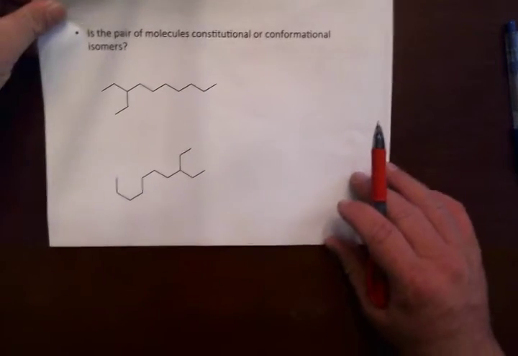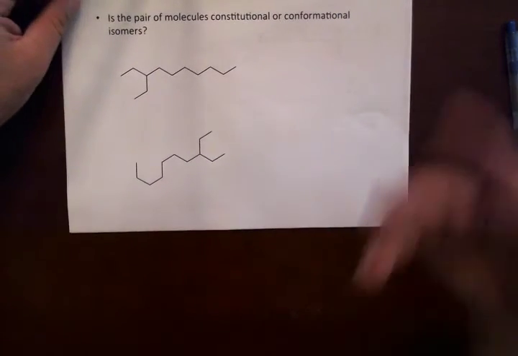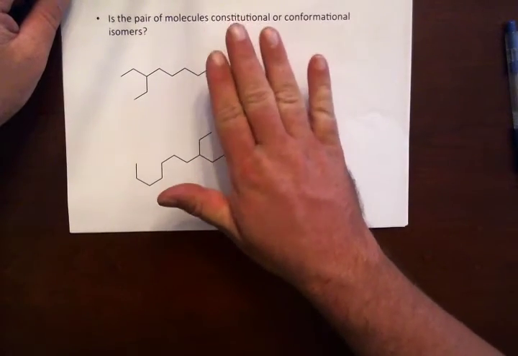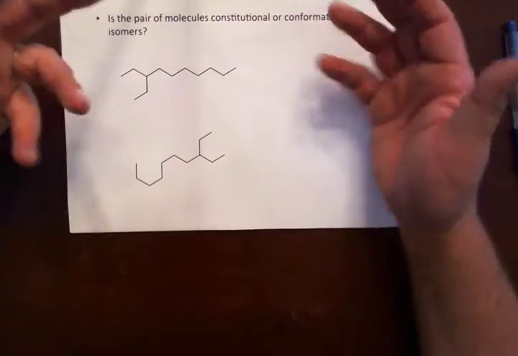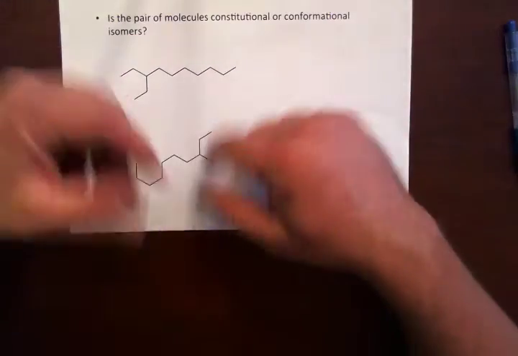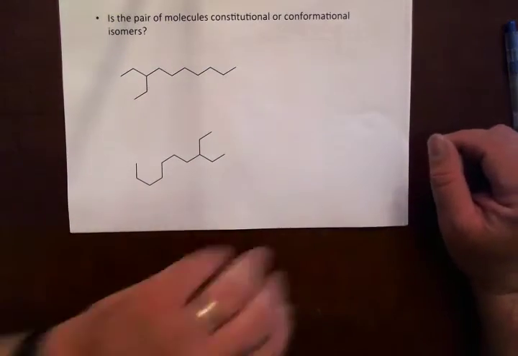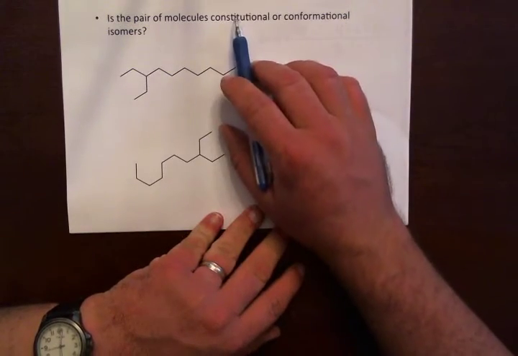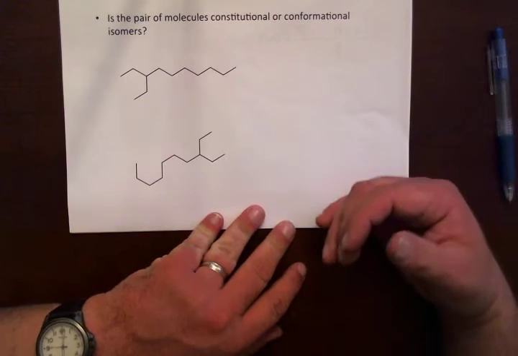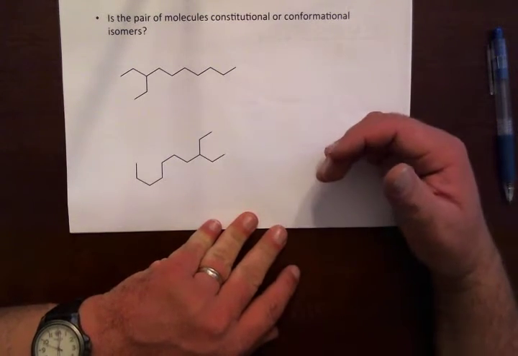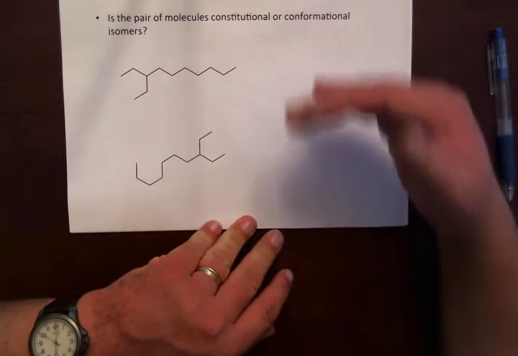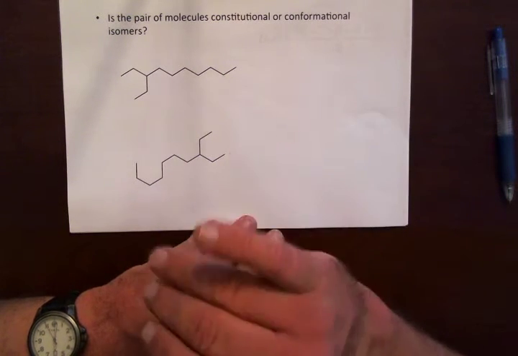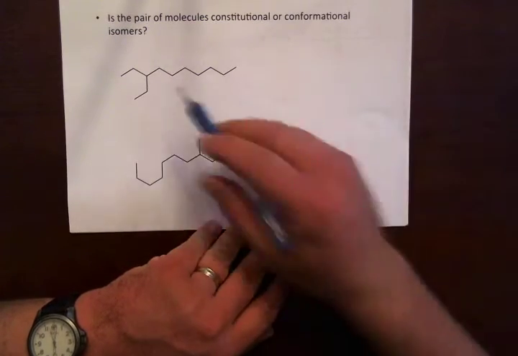Now, is the pair of molecules constitutional or conformational isomers? For this one, remember they have to have the same formula. Constitutional isomers means that they're going to have a different name. Conformational isomers, the two are going to have the same name, because they've been rotated. So we go through the four steps that we normally go through to name the molecule, and if at any point we see a difference between the two, then we say, oh, we're done. They're constitutional isomers.